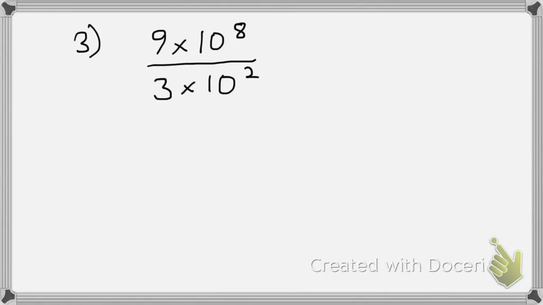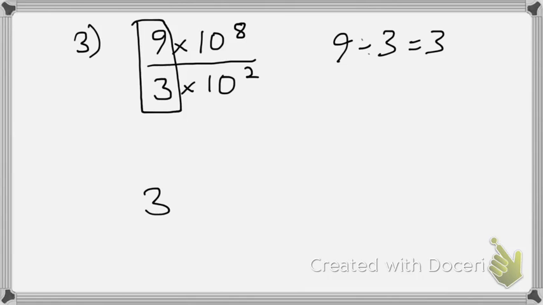Okay, the third problem that we're going to do has to do with dividing two numbers that are in scientific notation. So for this problem, we're going to do 9 times 10 to the 8th power divided by 3 times 10 to the 2nd power. Now the first thing we're going to look at are the 9 and the 3. For the coefficients, these numbers out front that don't have any exponents, all you have to do is divide those. So 9 divided by 3 equals 3. So our answer is going to have a 3 out front.